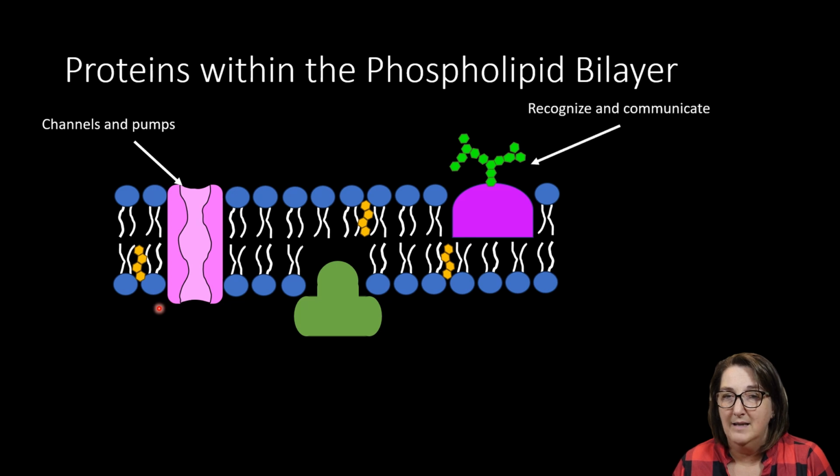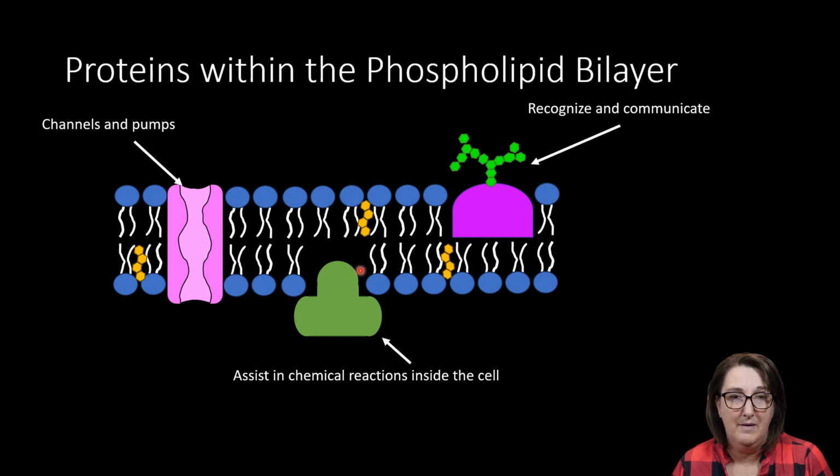I have ones like this. It's going to be a protein. I can have a carbohydrate. I can have some type of lipid. And then this is going to help to recognize and communicate. And I can have ones that are on the peripheral of the cell membrane. This is going to be assisting in chemical reactions that can happen inside the cell. So this would be the inside part of the cell, and this can allow certain activities, certain reactions to happen inside the cell.